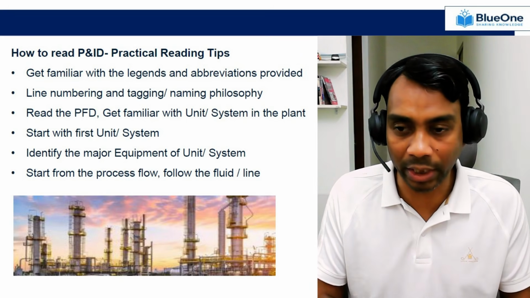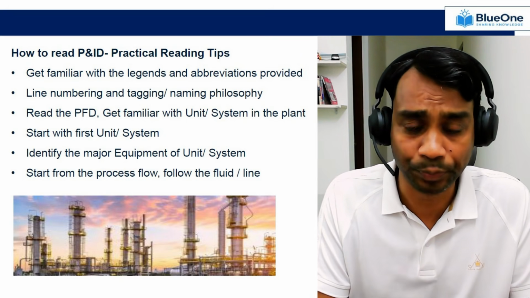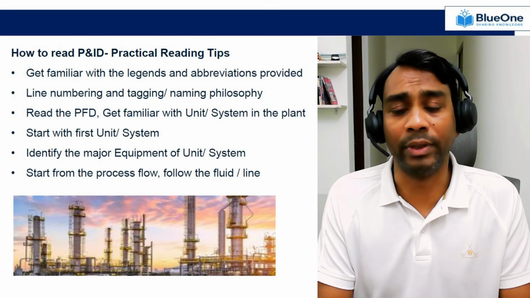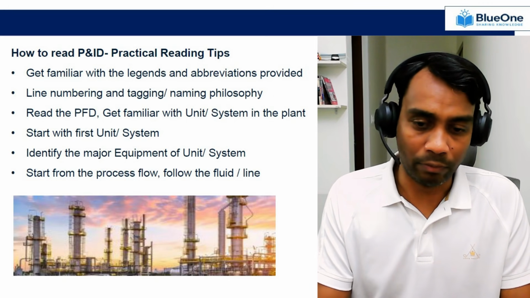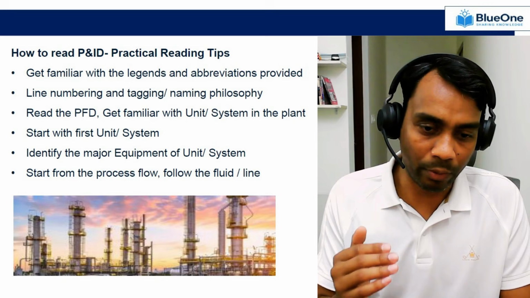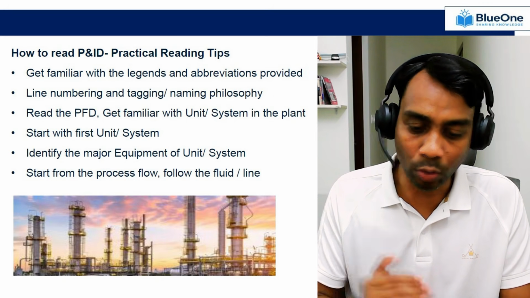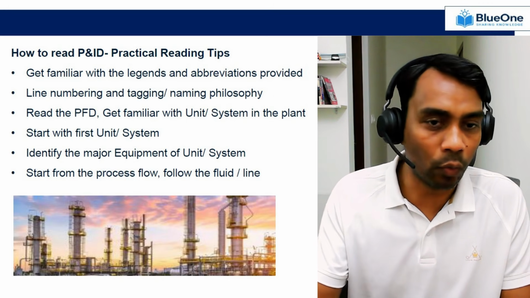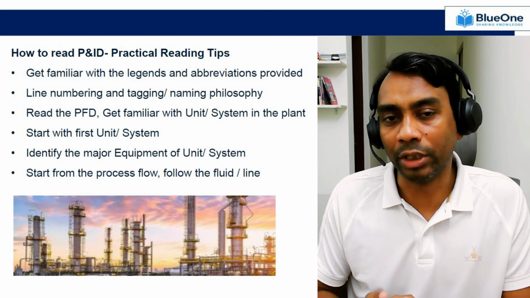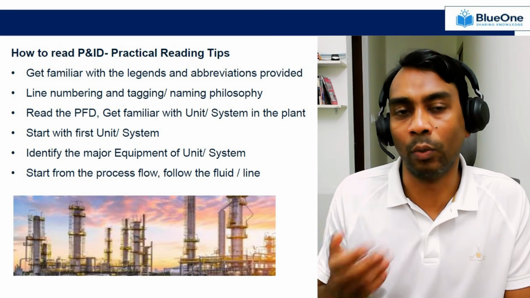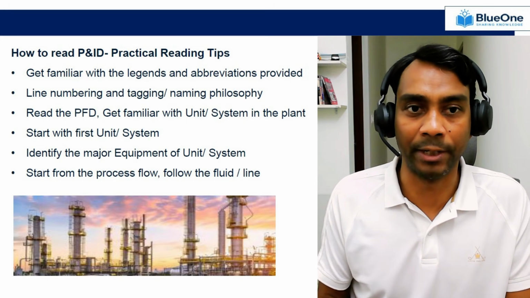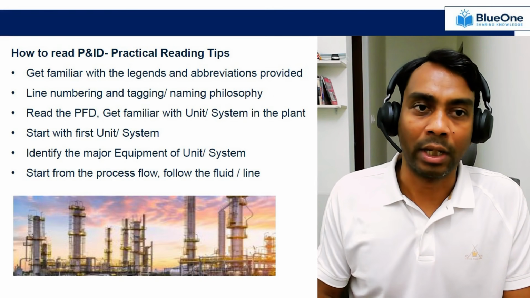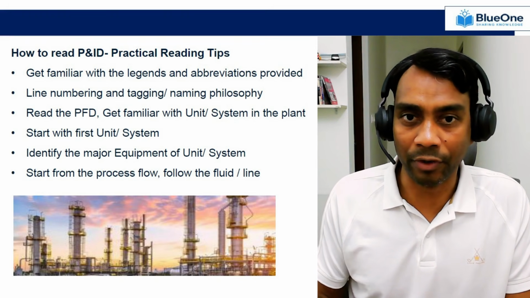If you get a P&ID in your hand, how are you going to start? What I suggest is very easy and very simple. First, keep all these layers of information in your mind and look around the P&ID to see where layer 1, layer 2, layer 3, layer 4 and layer 5 are, and how you're going to leverage that knowledge while interpreting your P&ID. So the first step: get familiar with the legends and abbreviations provided.